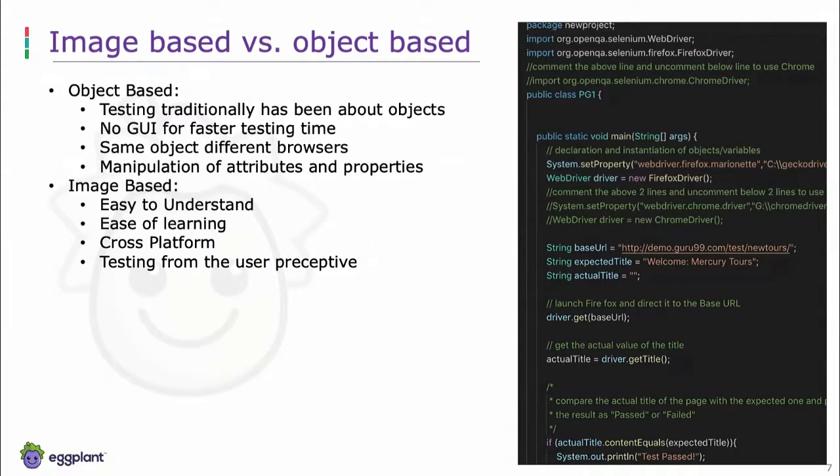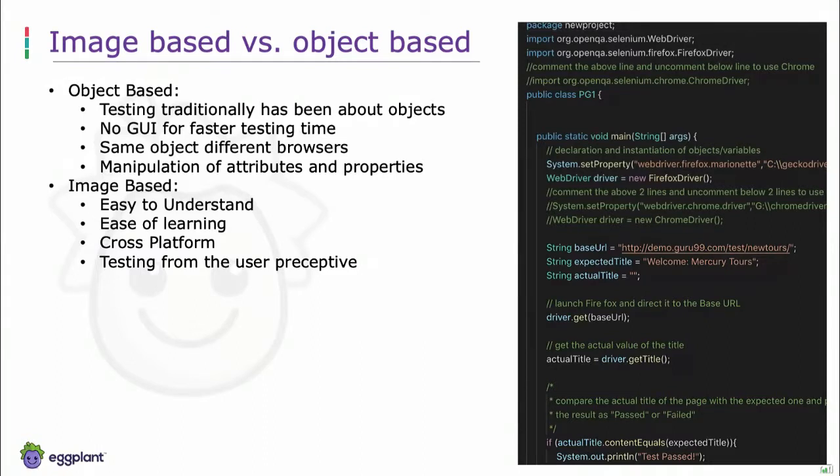Object-based testing allows us to verify and manipulate attributes and properties from compiled code. So basically, we can look at the underlying code. On the right-hand side of the screen, it's just a screenshot of the web drivers, information about Selenium and what it looks like.